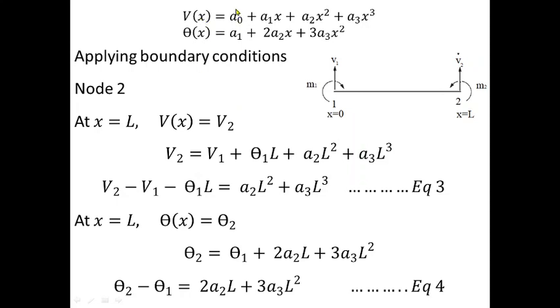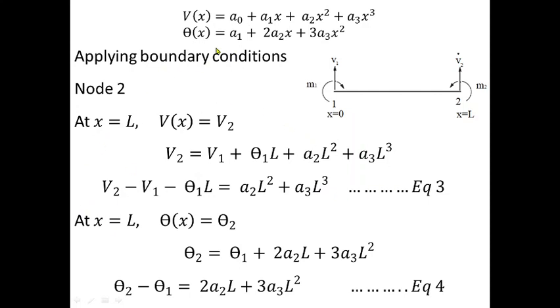If you remember, I said a0 is nothing but v1, a1 is nothing but theta 1. So x you need to interchange with L, because at x is equal to L, v2 is equal to v1 plus theta 1 L plus a2 L square plus a3 L cube. Rewriting the same equation, v2 minus v1 minus theta 1 L is equal to a2 L square plus a3 L cube. So this is equation 3.